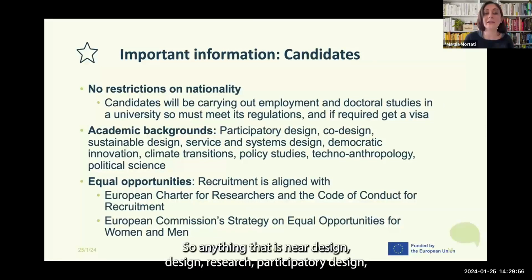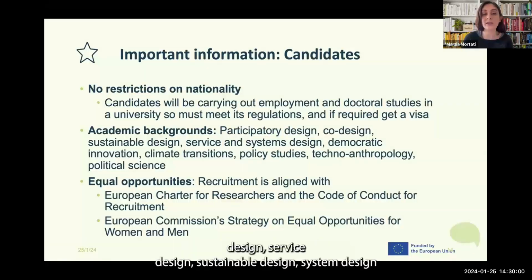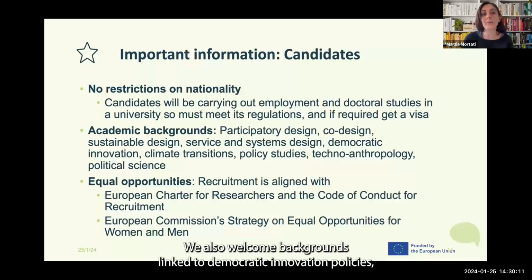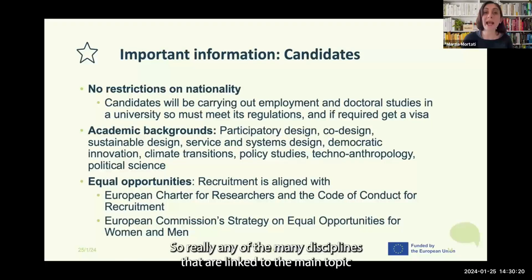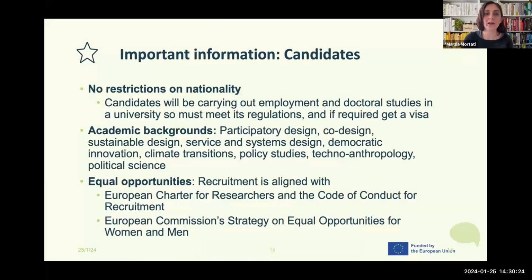The academic backgrounds that we are mainly looking for are the ones listed here in the slide. So anything that is near design, design research, participatory design, co-design, service design, sustainable design, system design, and any other field that relates to design. We also welcome backgrounds linked to democratic innovation, policy studies, but also climate transition, anthropology, political science. So really any of the many disciplines that are linked to the main topic that the network is investigating.